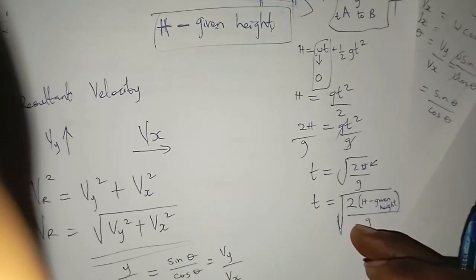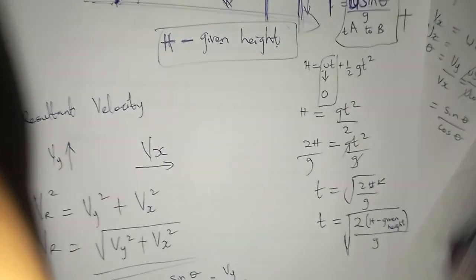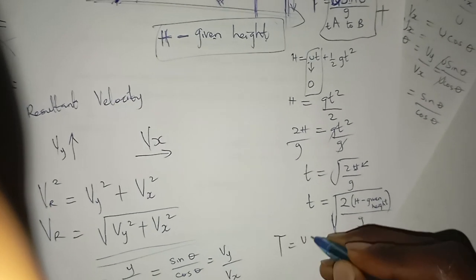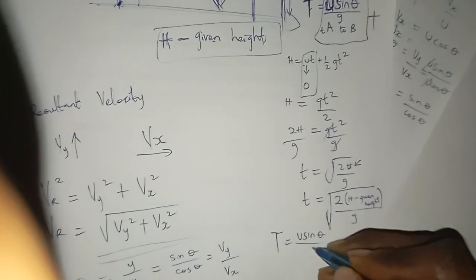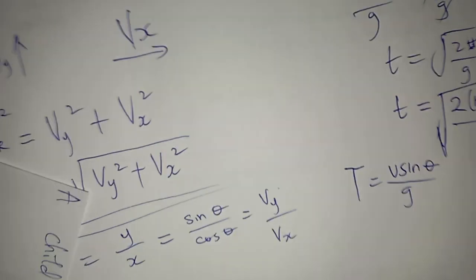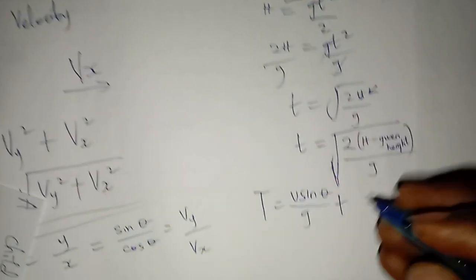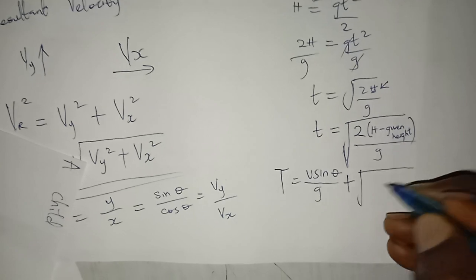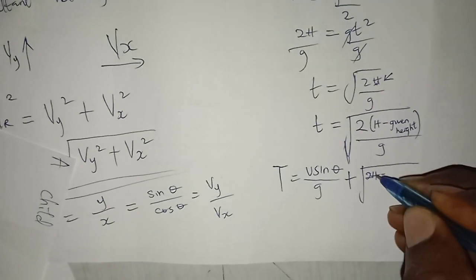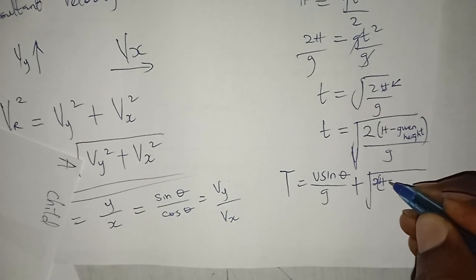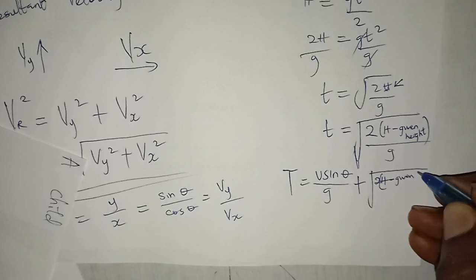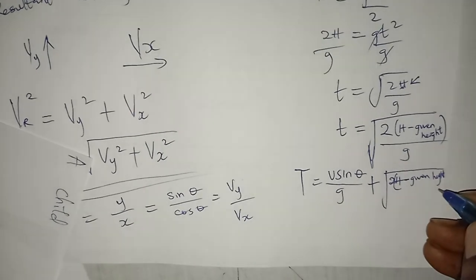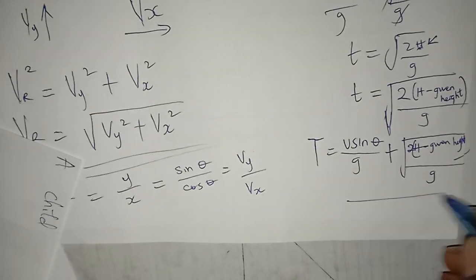So by the time you get this, add it to what you have here. So that total time will now be u sine theta over g plus root 2 times the h minus given height, all over g. That is the answer.